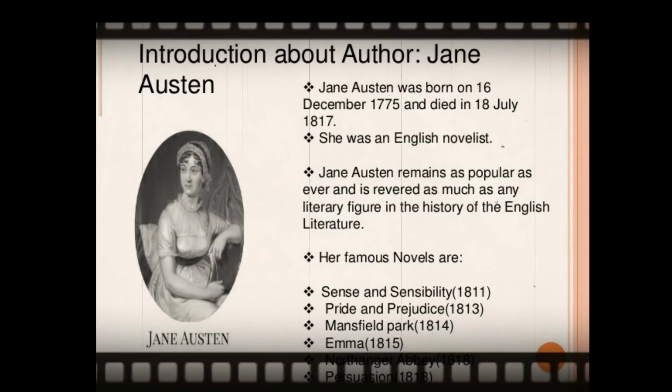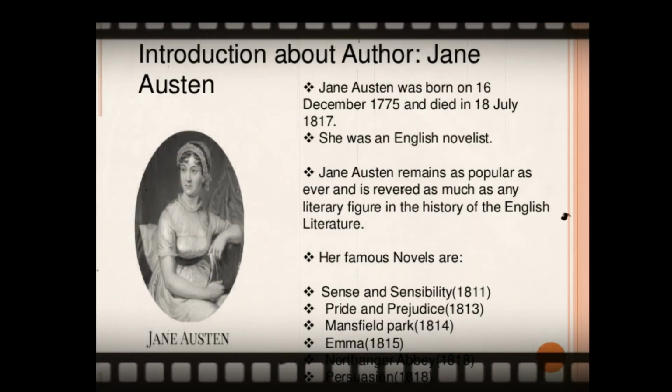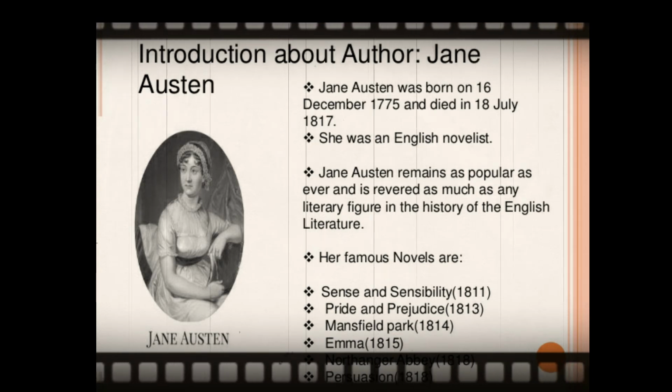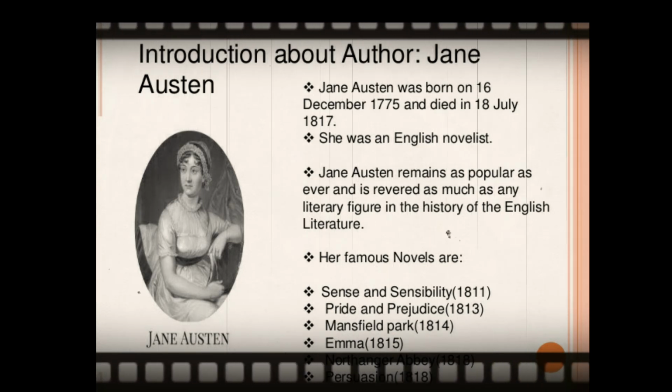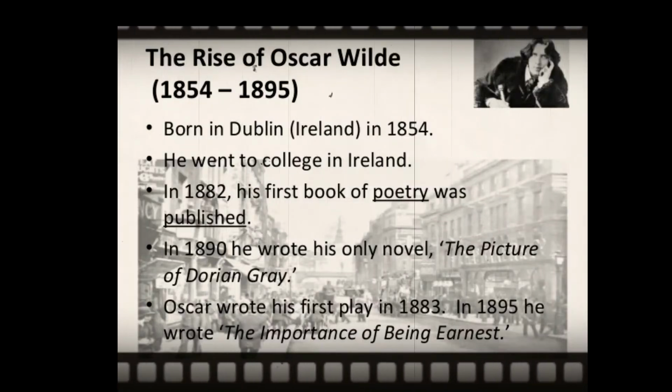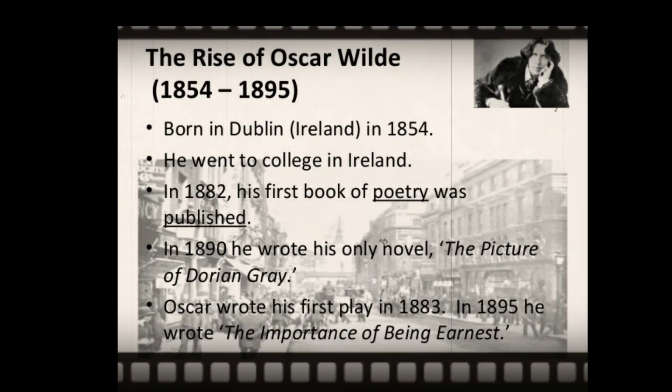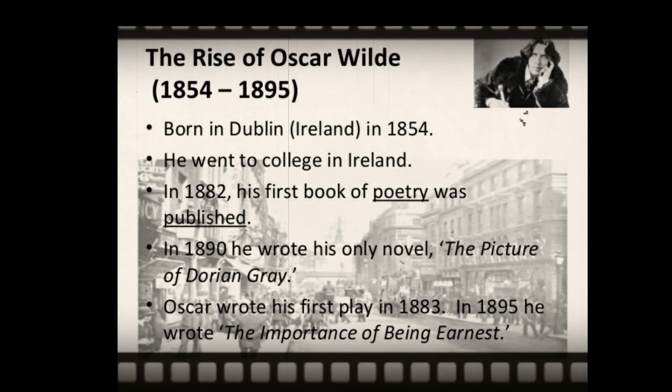We also have Jane Austen, a famous English novelist. She is known for her famous novel, Pride and Prejudice. Here we have Oscar Wilde, who was actually born in Dublin. He went to college in Ireland. He is a poet, novelist, and a playwright.